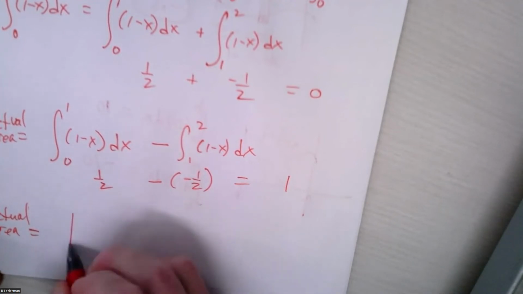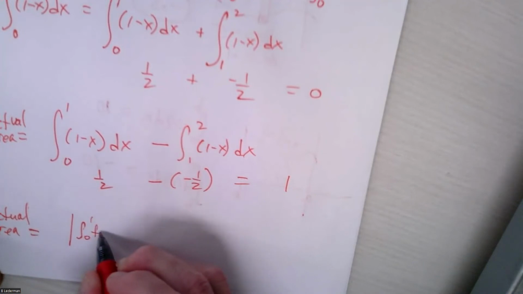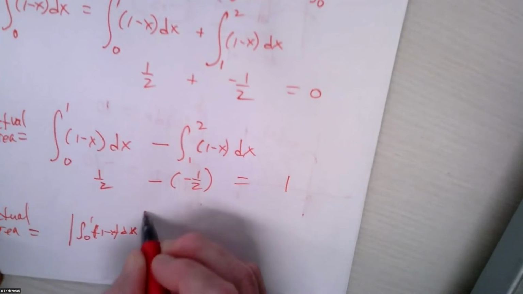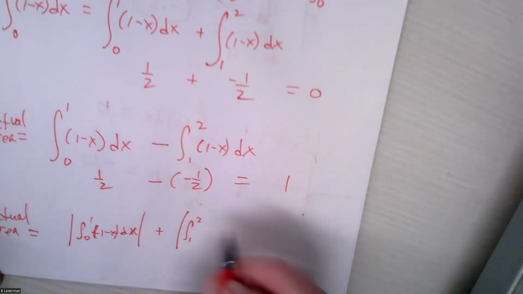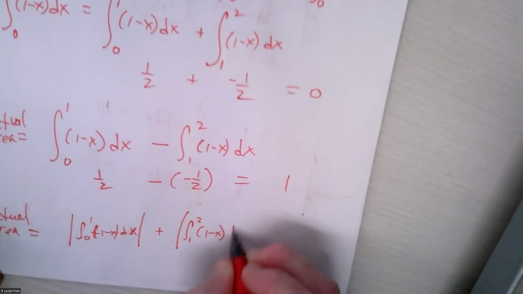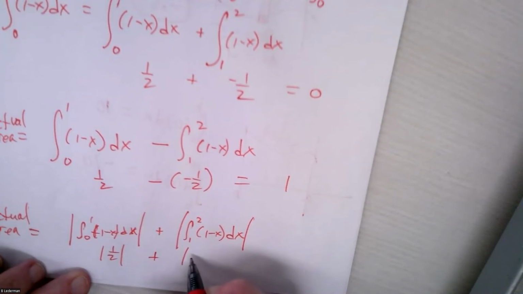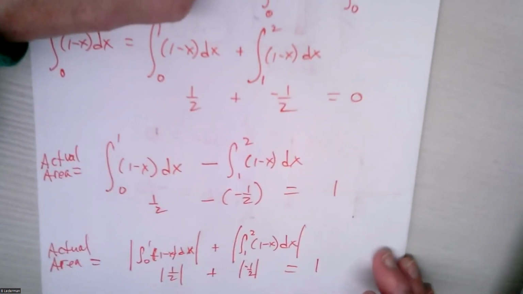I could rewrite it, but I could say it's the absolute value of the integral from 0 to 1 of f of 1 minus x dx, plus the absolute value of the integral from 1 to 2 of 1 minus x dx. Because then I get the absolute value of 1/2 plus the absolute value of negative 1/2. And that also comes out to be 1, which is what it's supposed to be.